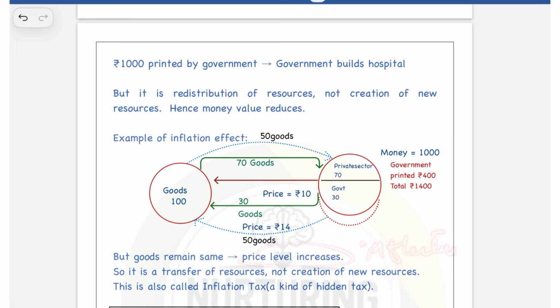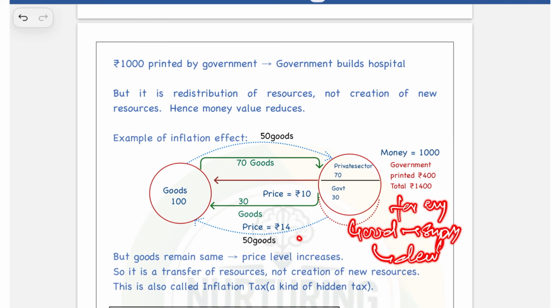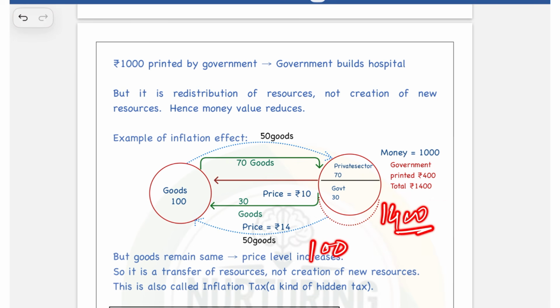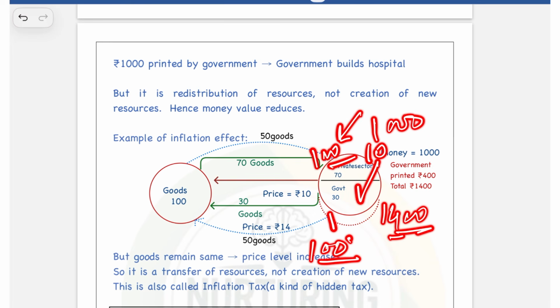Take an example of that. Let's say initially there was 1,000 rupees of money supply in the economy, and there were 100 goods. Each good was priced at 10 rupees. So 70 goods were bought by the private sector and 30 goods by the government sector. But now the government printed 400 rupees, so the total money supply became 1400. Since the production of goods is still 100, for every good to match supply and demand, the price adjusts. Now 1400 is chasing the 100 goods, whereas earlier 1,000 rupees was chasing the 100 goods. In this way, the 10 rupee price rises to 14 rupees.